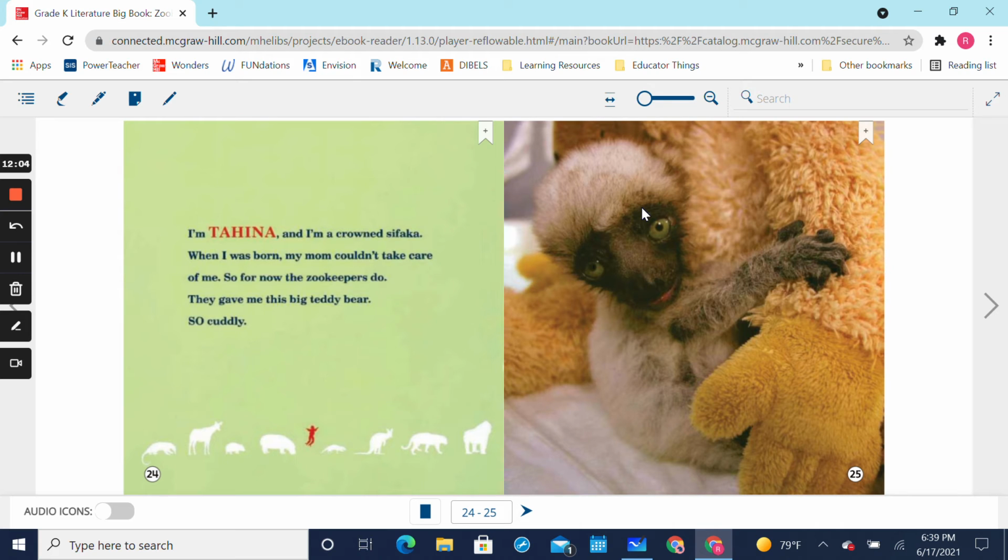How is this animal's fur like a crown? Pause this video and answer that. I have another question. How is this fur different from a crown? Pause this video and answer that question. Let's keep moving.